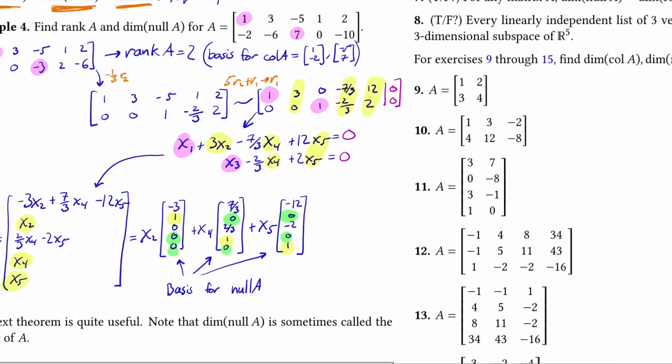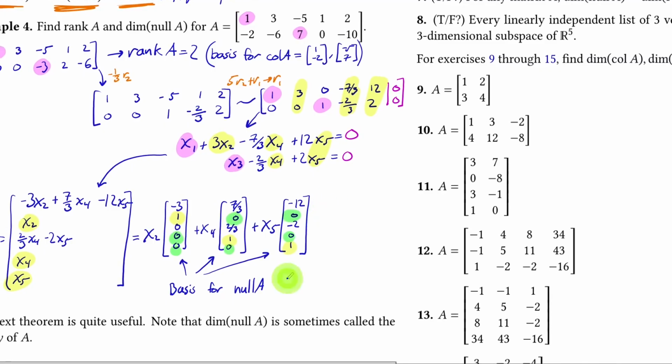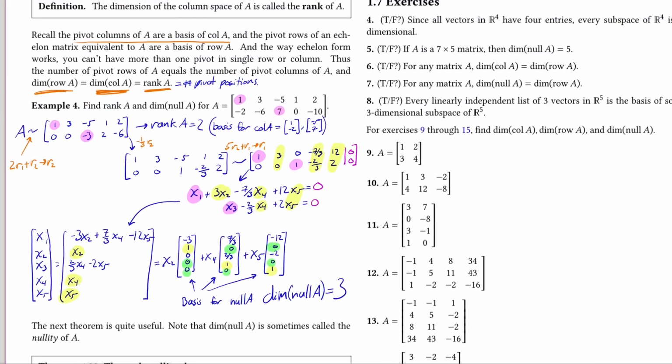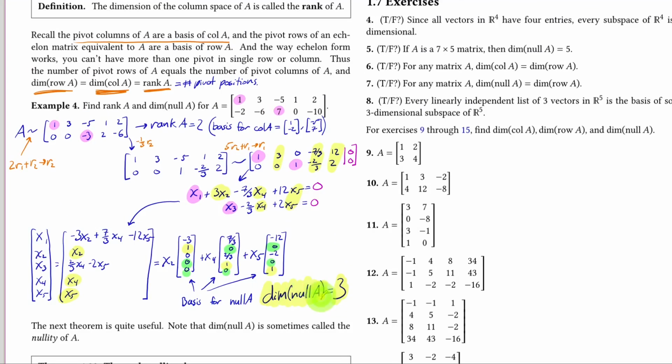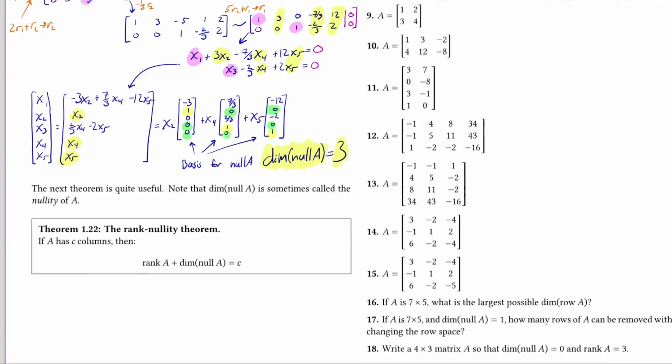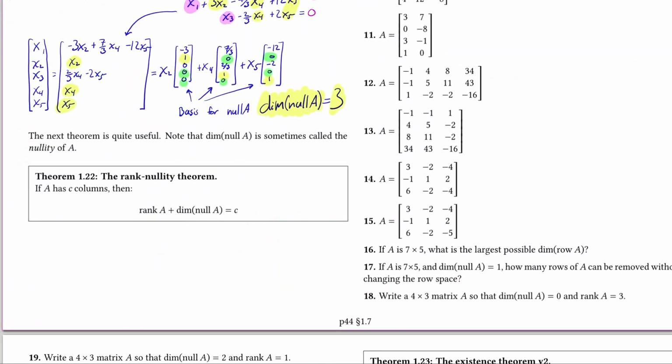And so the dimension of the null space is 3. And we have 3 because there are 3 non-pivot columns. So this is basically an argument for the rank-nullity theorem. It's called the rank-nullity theorem because the dimension of the null space is sometimes called the nullity. And so yeah, both of these add up to the total number of columns.